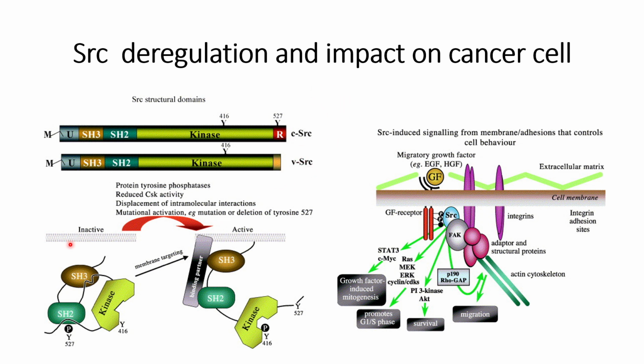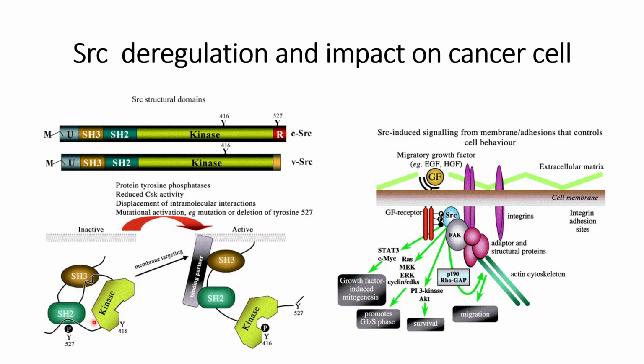First we will understand how this viral SRC converts from inactive to active form. There are different ways by which it converts: protein tyrosine phosphatase, reduced CSK activity, displacement of intramolecular interactions, and mutations mainly because of the deletion of the tyrosine at 527. In that case, this SRC kinase interacts with the membrane through this binding partner, and this leads to the activation of the kinase.